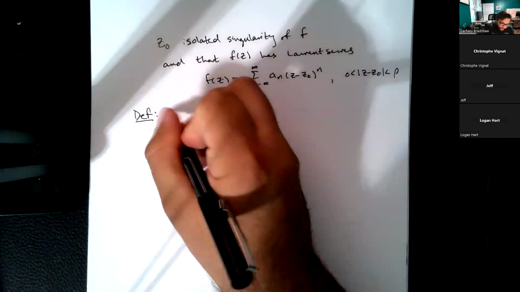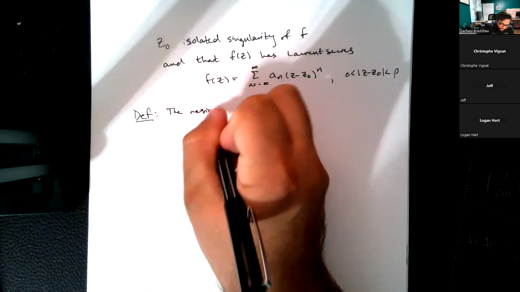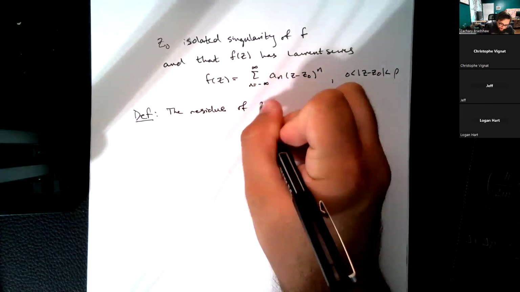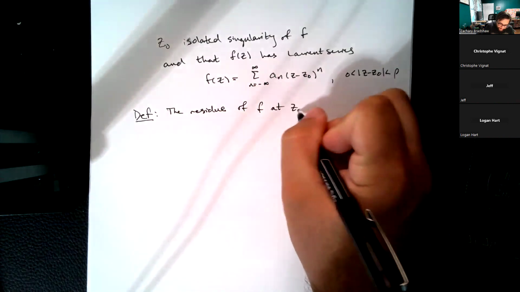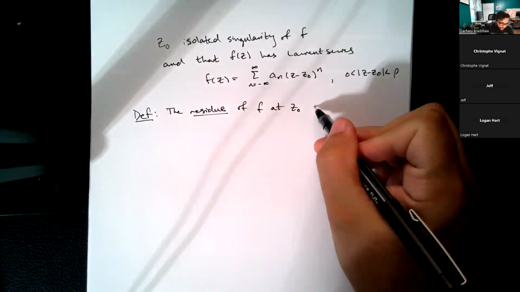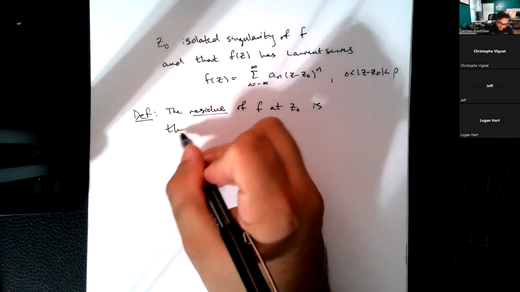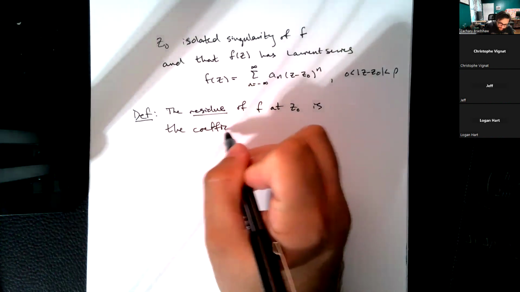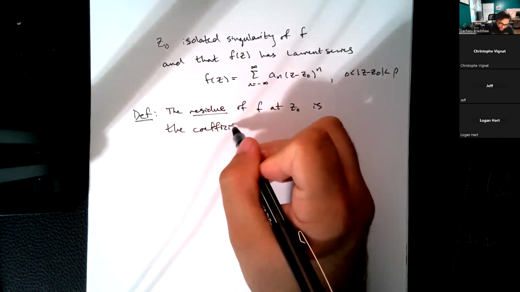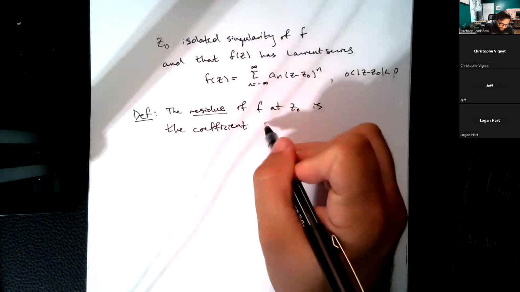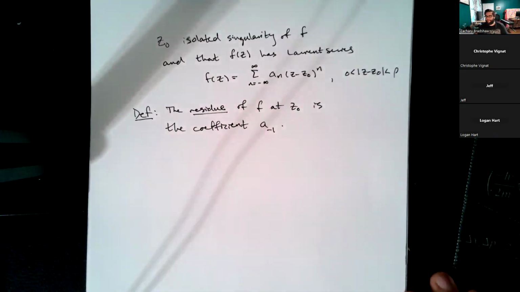Okay, so the residue of f at z0 is the coefficient a minus 1. That is it. That is a residue.